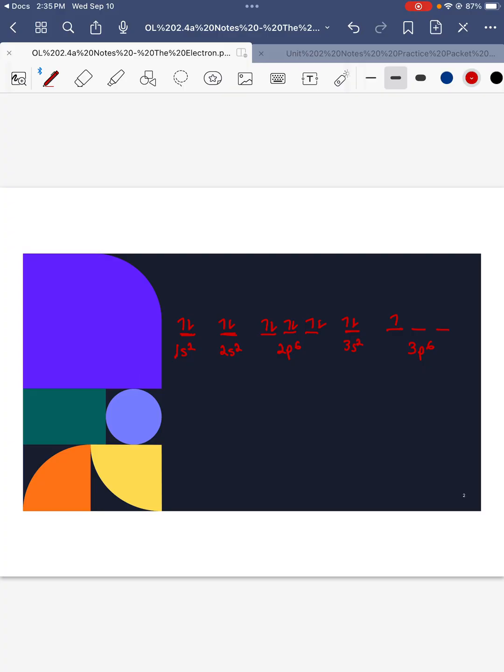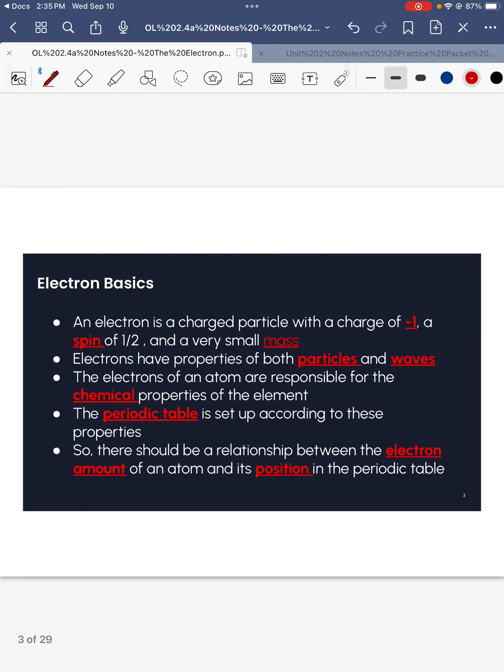So those are 13 electrons. So this has a 1s2, 2s2, 2p6, 3s2, 3p1 electron configuration, making this element aluminum, which has 13 electrons. So let's get into some of the notes on activity 6.